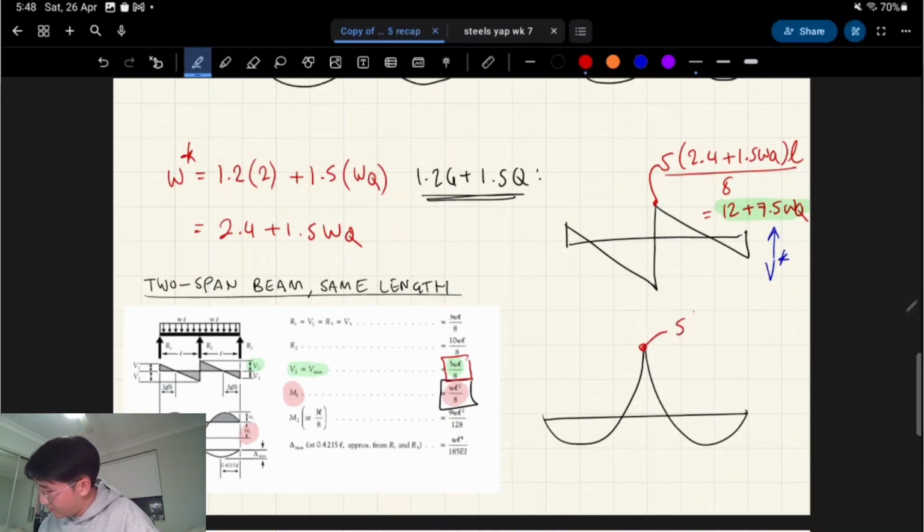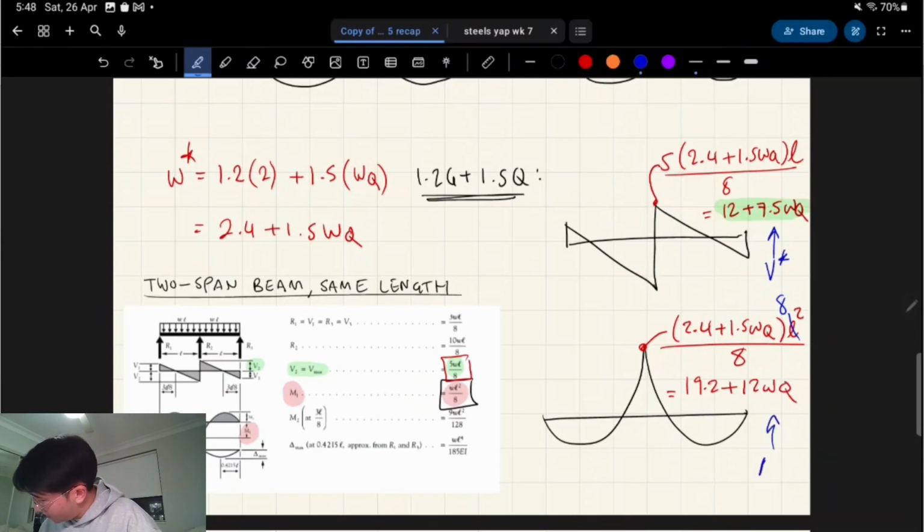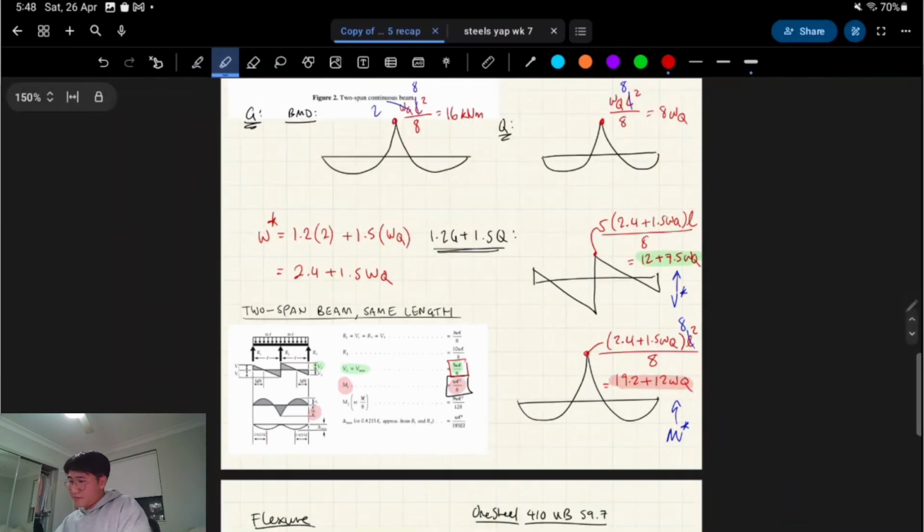Similar idea here. Sorry. So we plug in this, which is W star, and we get 8 times everything in that bracket. And this is our value for M star, which we will use later. Let's do it in red. Cool. Hopefully that makes sense.